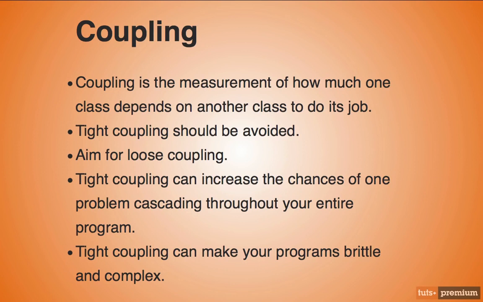Now, your programs can have tight coupling, in which a lot of your classes depend on other classes, or loose coupling, which is just the reverse. Now, you want to aim for loose coupling. By having tight coupling, this increases the chances of a problem cascading throughout your entire program, or having one change affect the other classes that depend on it. This also can make your programs brittle and complex because of all of the dependencies. Now, you're inevitably going to have classes that depend on other classes in your programs, but you just don't want it to get out of control.